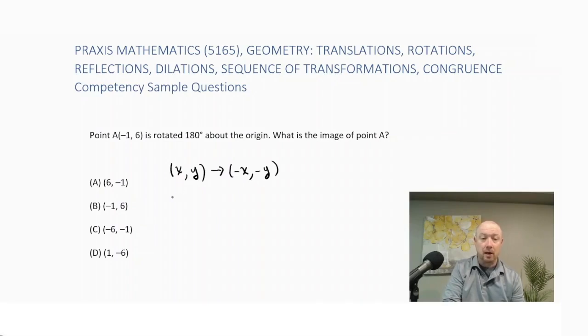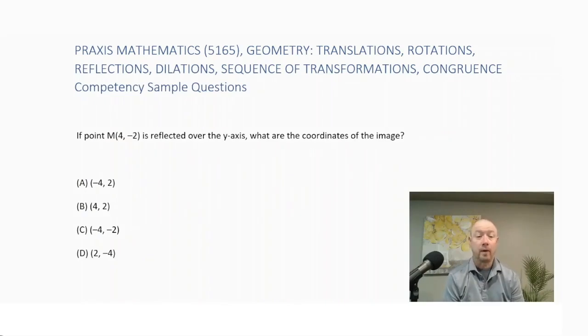So in this case here, point A is (-1, 6). So that means that A prime would be the opposite of -1, which is 1, and the opposite of 6, which is -6. So our answer would be (1, -6), choice D.